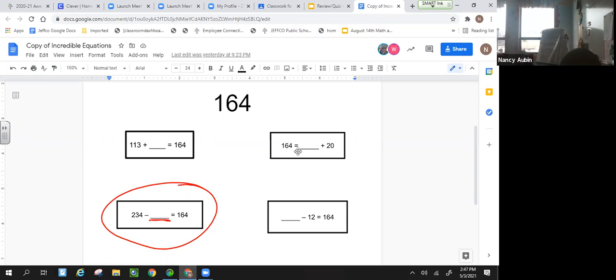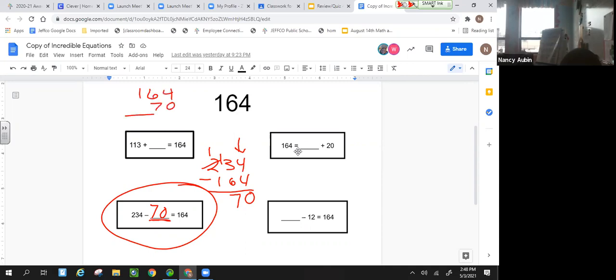All right, Cooper, what do you think? He says 70. How do you know? So 4 minus 4 is 0. Can't do 3 minus 6, so you need a 10. 13 minus 6 is 7. 1 minus 1 is 0. Is he right? Yeah. You know how we could check?